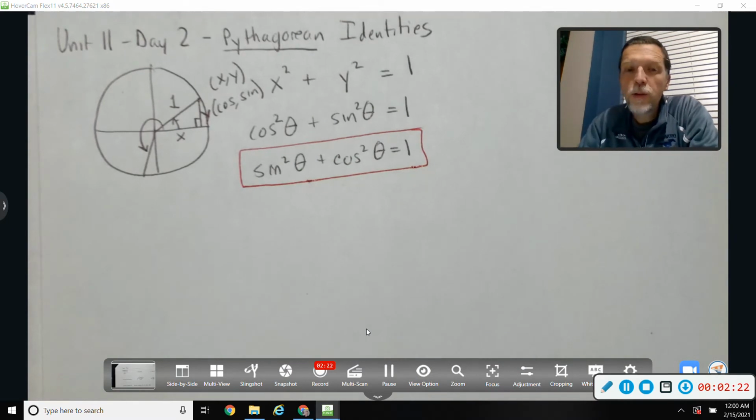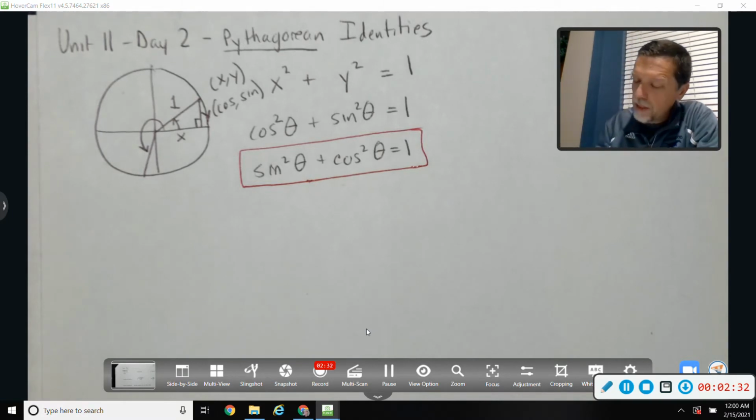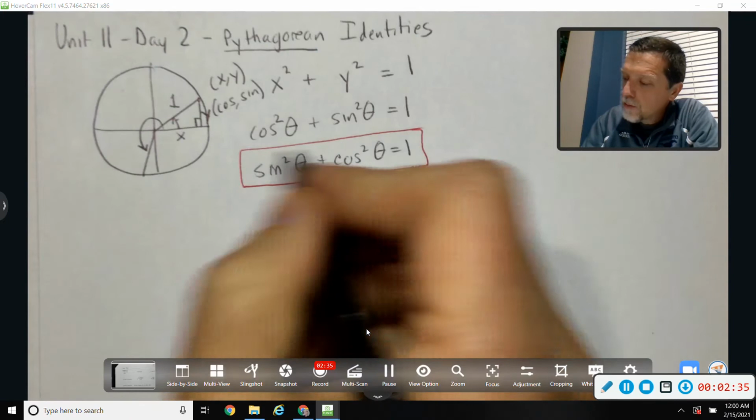And that's the only one you have to remember and memorize, and it's the one that we use not frequently in calculus, but it comes up in calculus. So you need to remember that one. There are 2 others, but the other 2 come from this one.